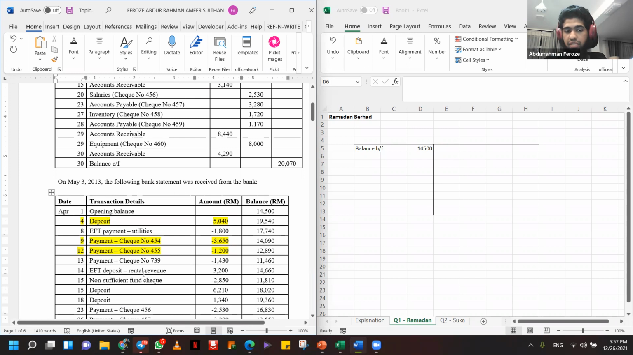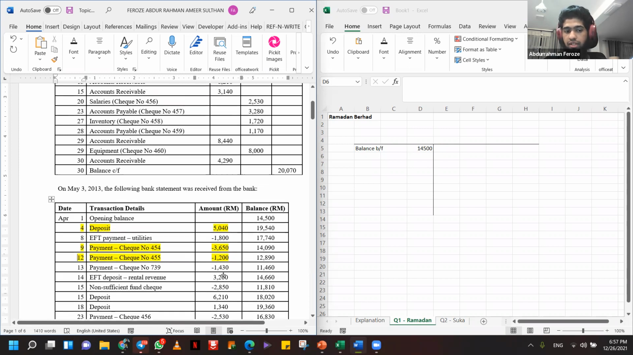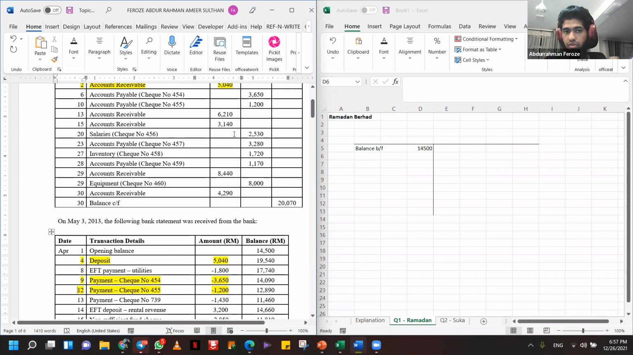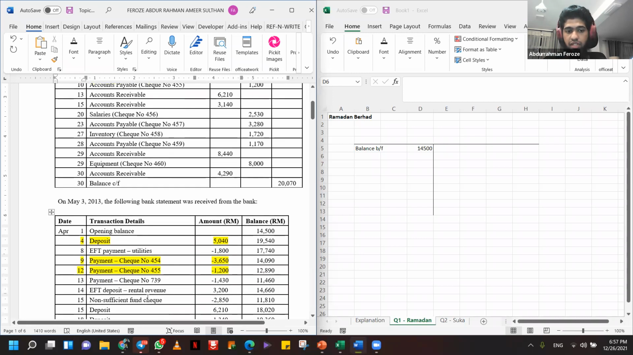And then we have EFT deposit, rental revenue 3,200. So this is a deposit of 3,200, but it has not been shown on the cash book. So this is also something that needs to be looked at. Then we have non-sufficient funds check 2,850. This is also not seen on this side, so we leave that. Then we have a deposit of 6,210. This is there on the cash book, so we highlight this.